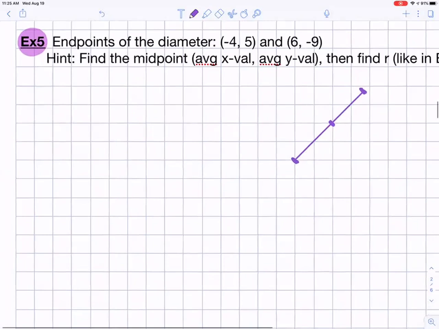So average X value, just talk to me about, let's see, I'm going to just say H here, because this is what I'm looking for. Talk to me about the math that I got to do to find the H piece of my center.